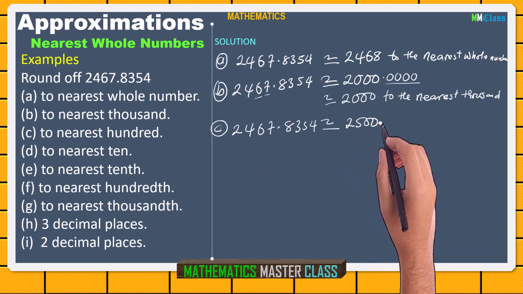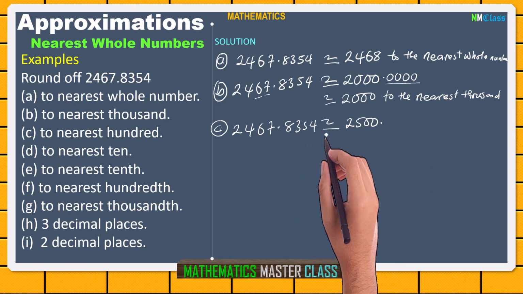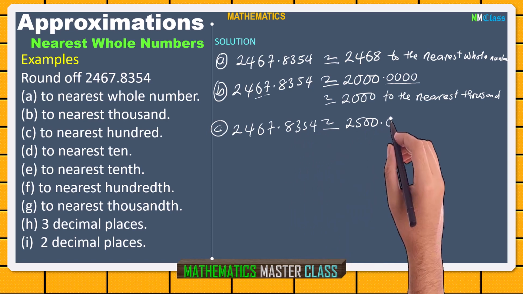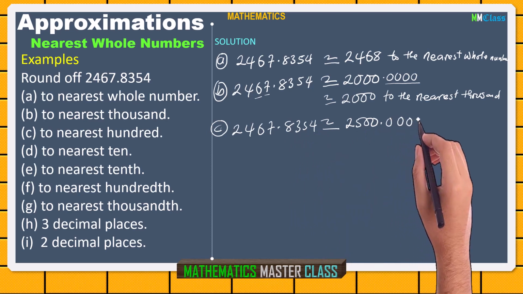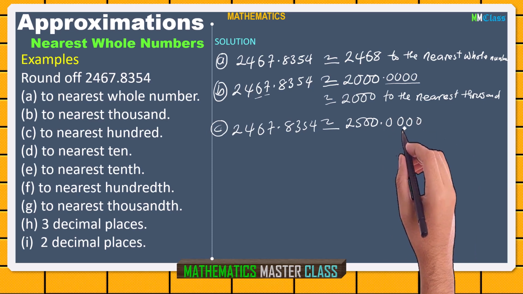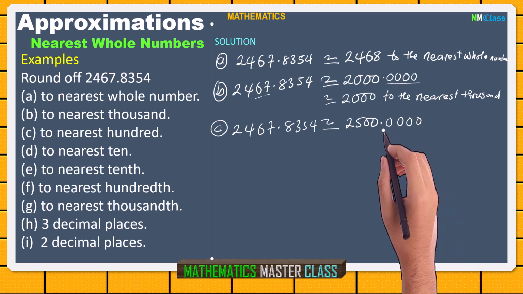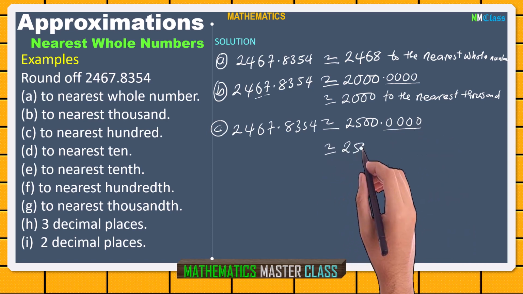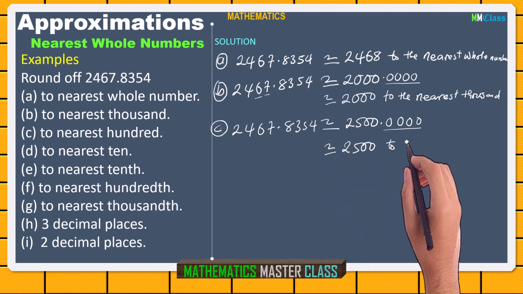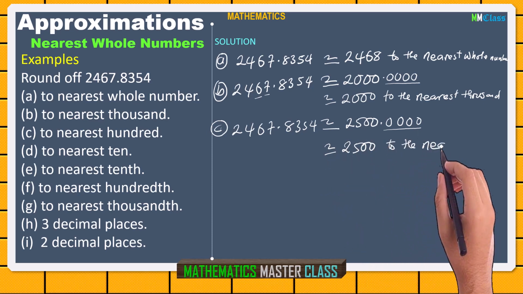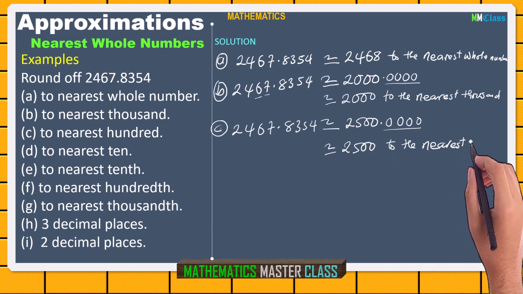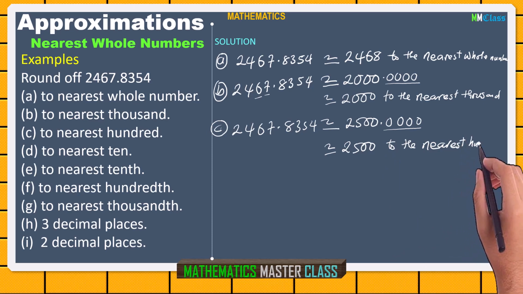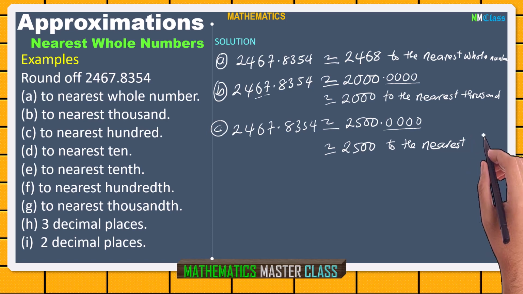2500. All of these numbers will become 0: 8 also will be 0, 3 will be 0, 5 will be 0, and 4 will be 0. But these zeros are coming after the decimal point, so we ignore them and write our final answer as 2500 to the nearest hundred. So this is how to do approximation to the nearest hundred.